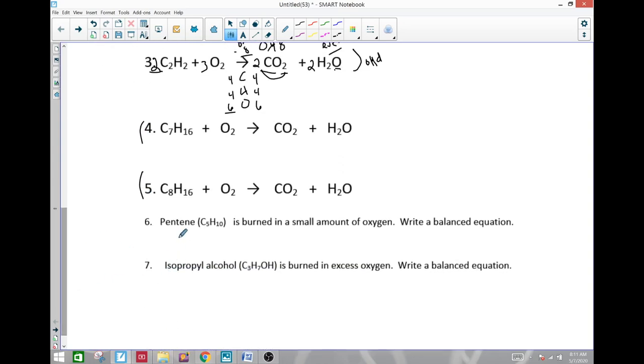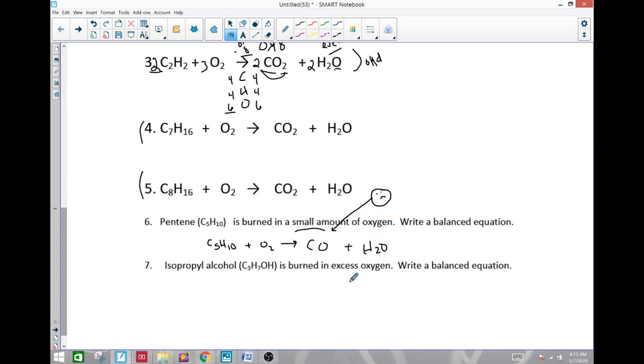All right. Pentenes burning in a small amount of oxygen. So in this case, we're talking about incomplete combustion. All right. So we have C5H10 plus O2 yields, now it's carbon monoxide plus H2O. Just FYI, that substance is very much poisonous. Mr. Yuck sign on that guy.